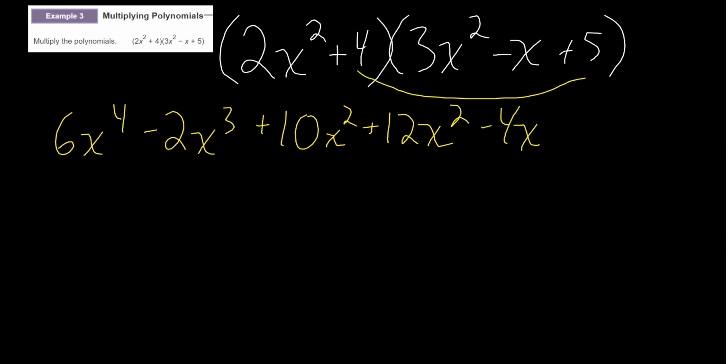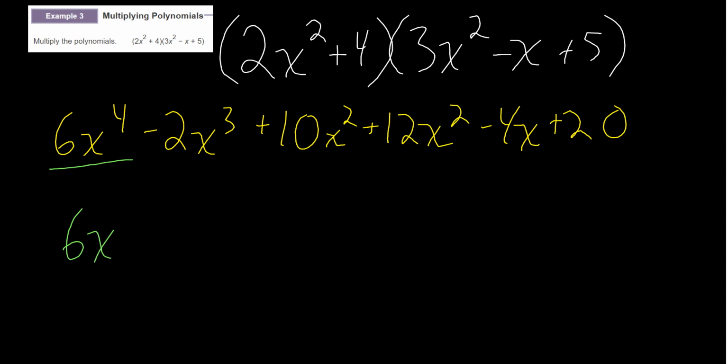And then 4 times 5 is 20, so plus 20. Okay, we need to combine like terms again here. There's nothing to combine with the x to the 4th, so it's going to be 6x to the 4th. Then x cubed: it looks like there's only one cube, so that's good.